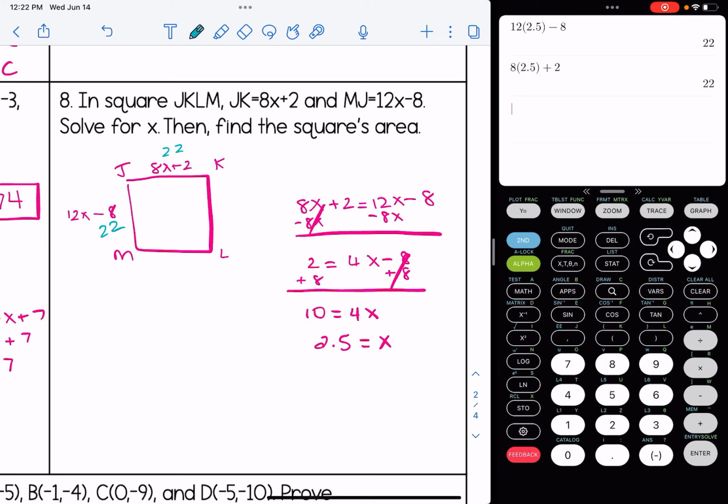So to find the area of a square, it's going to be length times width or base times height. So the area is 22 times 22. So the area of this square is 484, and then we'll just say units squared.